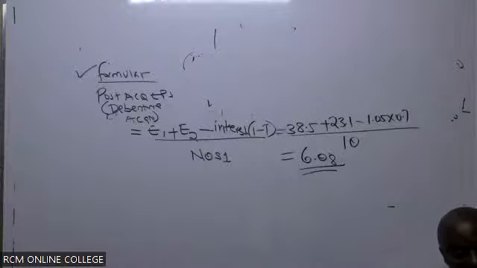Two decimal places is still good enough. So we are told here 38.5 plus 23.1 minus 1.05 times 0.7 equals. Don't say equals. I'm getting 60.8 something.